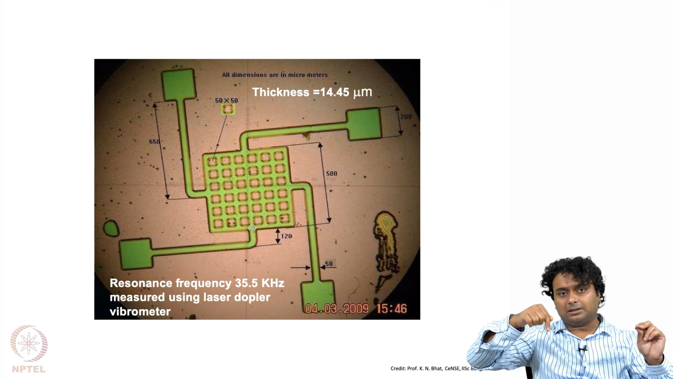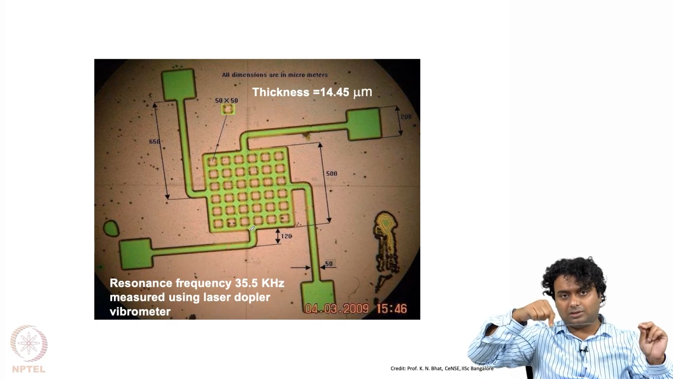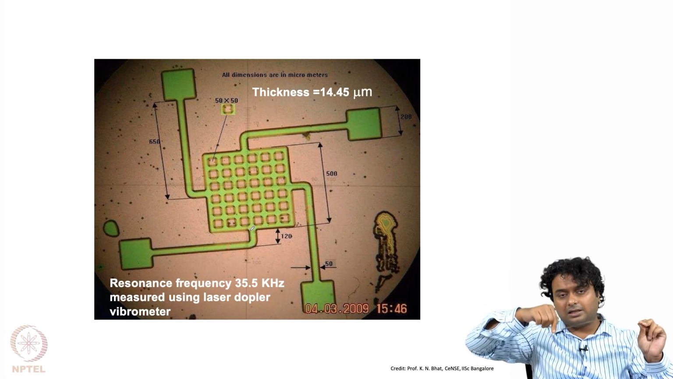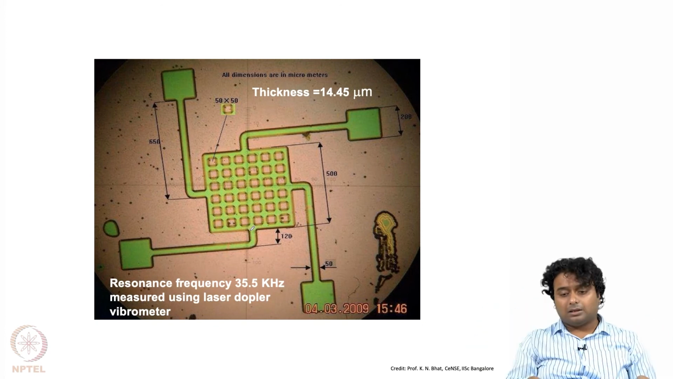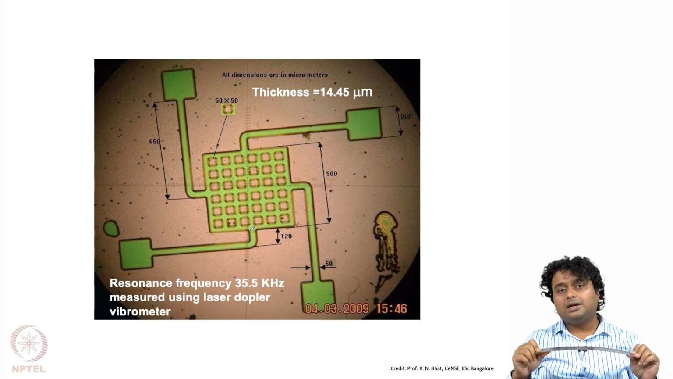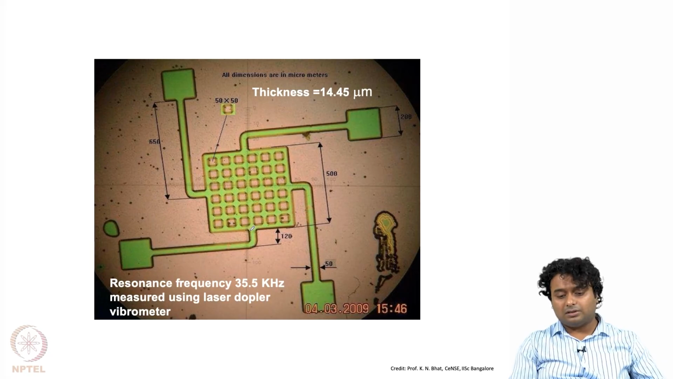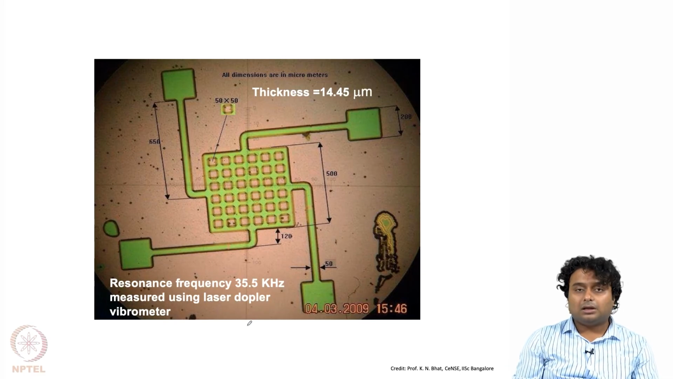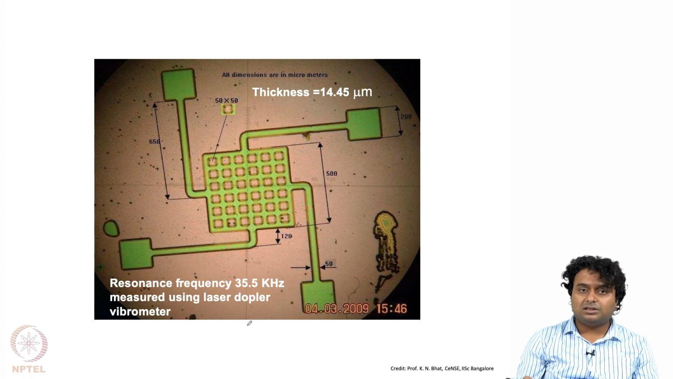So let us say I am applying some force and it is vibrating with some amplitude. As I change the frequency, at a particular frequency the amplitude will be maximum, because then the natural frequency and the forced frequency are the same. Okay, so that is called resonance frequency. This structure was measured using the laser Doppler vibrometer system, where we use a laser source, and using the Doppler effect we can measure the vibration frequency of a particular structure.